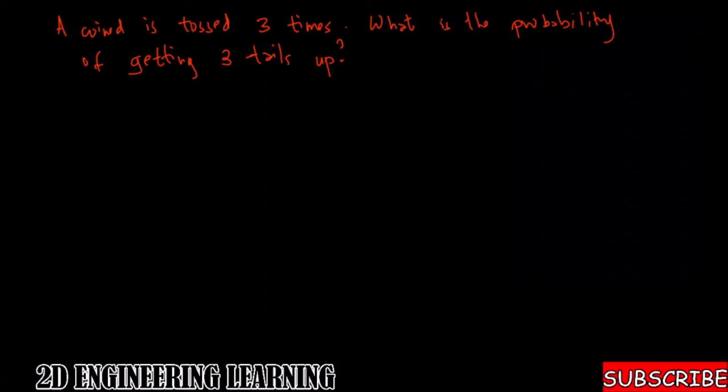Okay, so we have another problem here. The problem goes like this: a coin is tossed 3 times. What is the probability of getting 3 tails up? In this one, we will be using the binomial probability, the probability of succeeding events.